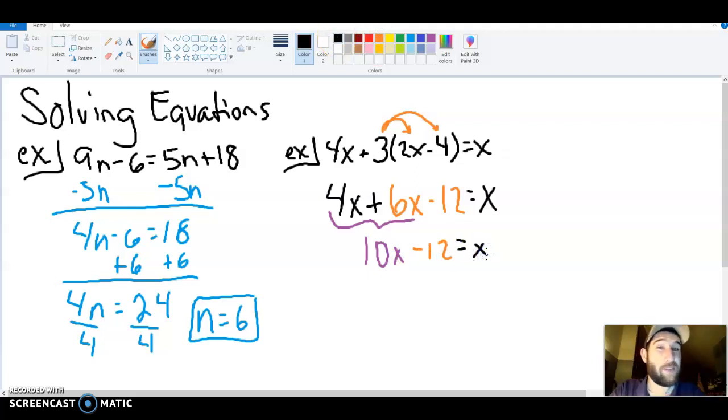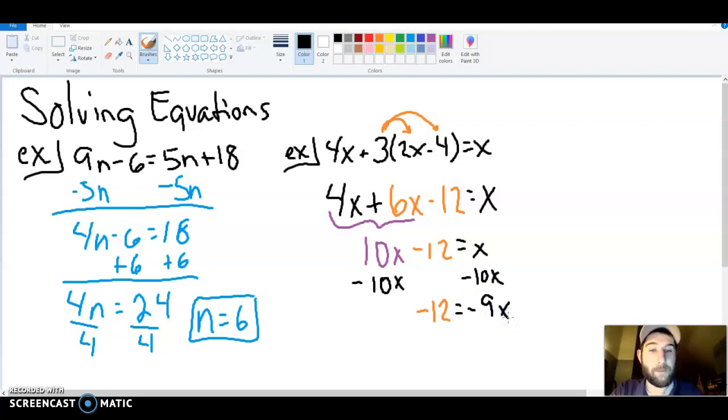And then, even though it gives me some negative numbers, I'm going to choose to subtract by the 10x on both sides to combine my x's in one fell swoop. So I have then the 12, well, that's just going to be negative 12 still on that side, equal to x minus 10x, which is a negative 9x.